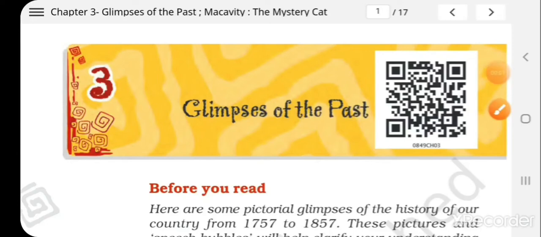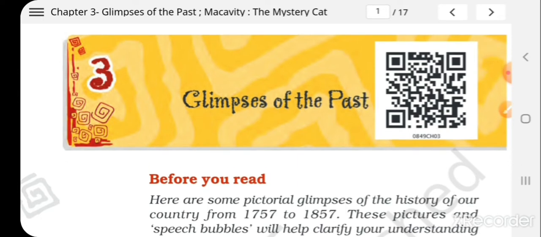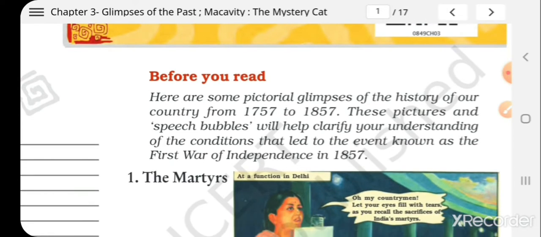Hello students, today I am here with the third chapter of your book Honeydew, and the name of the chapter is Glimpses of the Past. So here past refers to history. Actually this chapter is related to history, but no problem, we will read it here in English. Before you read, here are some pictorial glimpses of the history of our country from 1757 to 1857. So the time period was 1757 to 1857.